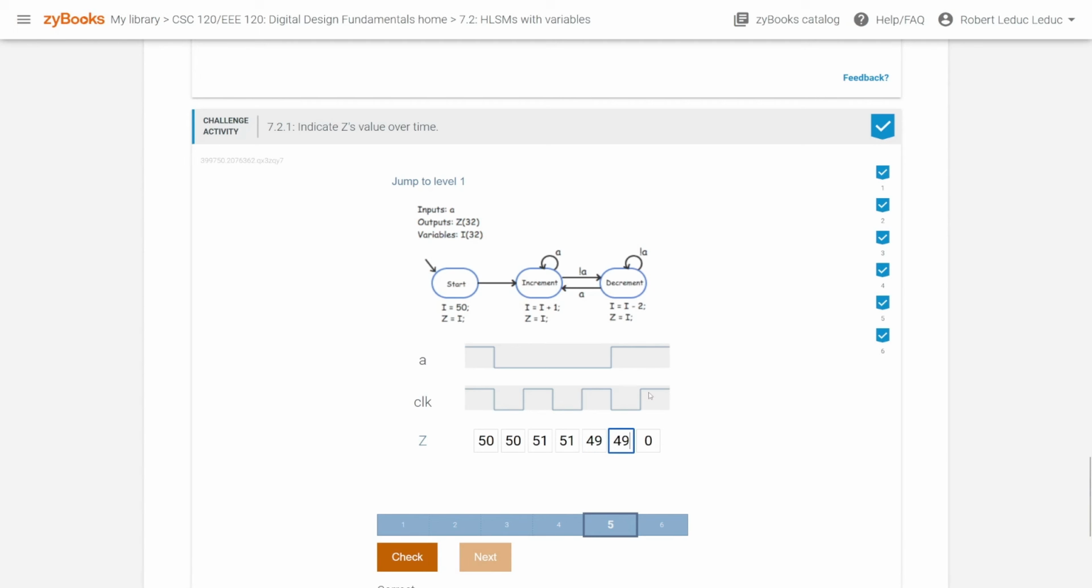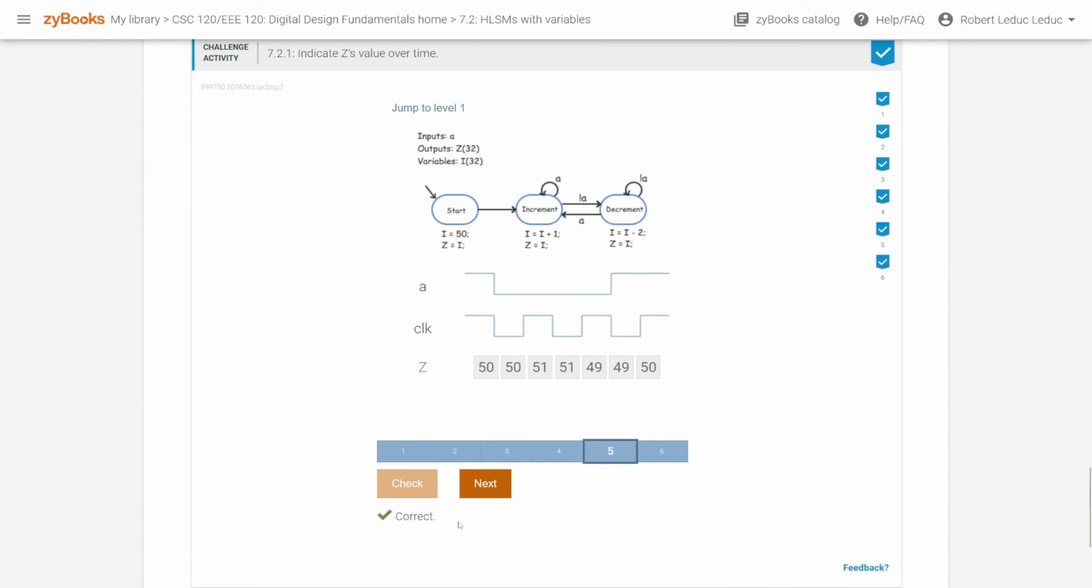And then once we reach our last rising edge of the clock cycle, we see A has returned to having a value of 1. And according to the diagram, when we are in the decrement state, which we are now, a value of 1 for the input will take us back to the increment state, in which we will take the current value of I, which is 49, add 1, which will give us a value of 50, and then the output Z is set equal to that value. So here our output becomes 50. Now we'll check our answer, and looks like we're correct.